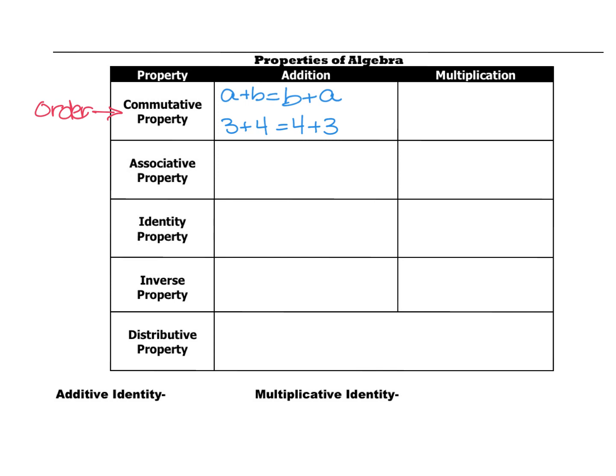So again, for multiplication then, we're looking for the order. So you could have A times B is equal to B times A. And let's throw some numbers in there. So 3 times 4 is equal to 4 times 3. 3 times 4 is equal to 12, and 4 times 3 is equal to 12.